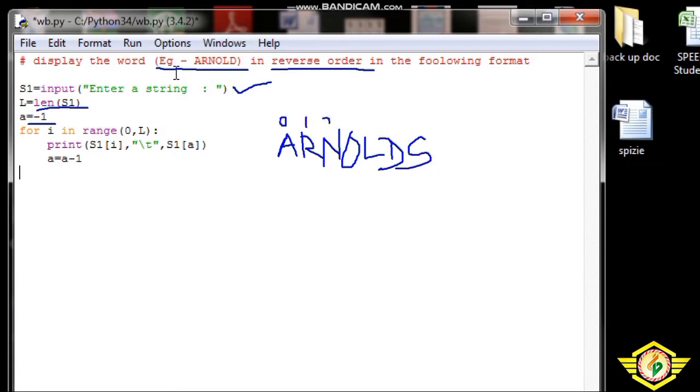From the left side, the indexes are 0, 1, 2, 3, 4, 5, 6. The index number starts from 0 and goes till 6, but the number of characters is 7. From the right onwards, the index numbers will be -1, -2, -3, -4, -5, then -6 and -7. Now if we write print s1 of I, where the I value is 0, then A will be printed.